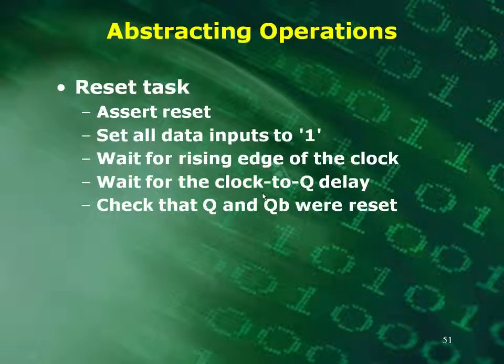Okay, so let's start off with our reset tasks. What do we want to do? Well, we're going to assert reset. We're going to set all the data inputs to 1. We're going to wait for the rising edge of the clock, and then we're going to wait for the clock to Q delay, and then we're going to check the Q and QB and make sure that they were reset. So that's our reset task that we want to do.